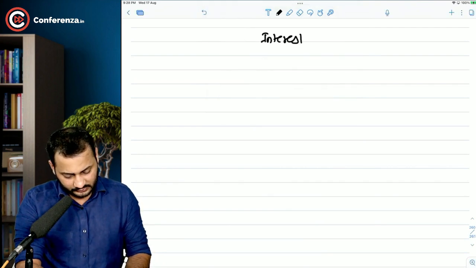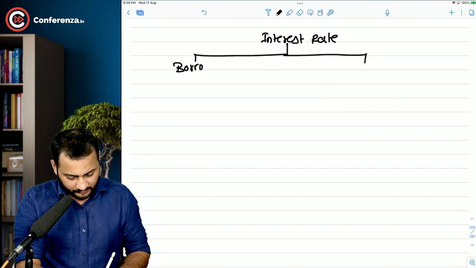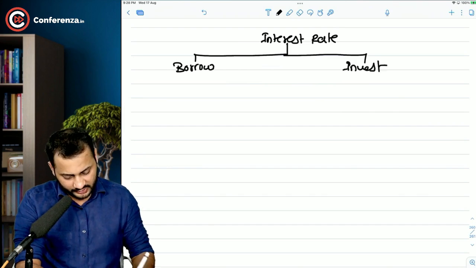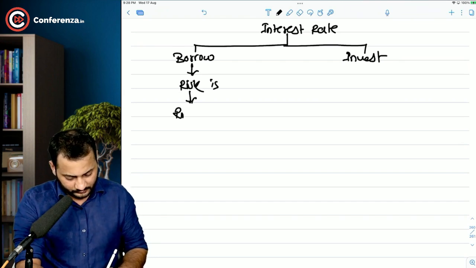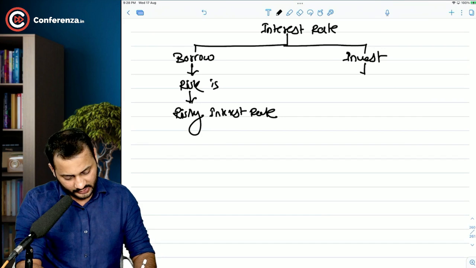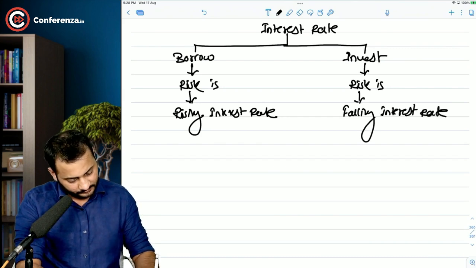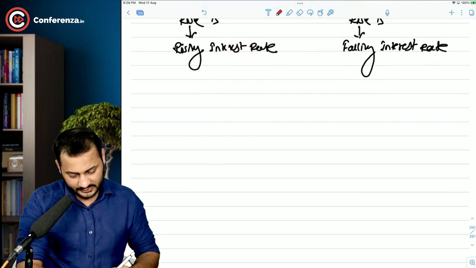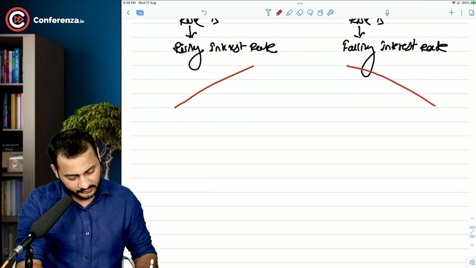Interest rate. There are two situations. It might happen that we want to borrow or invest. If we want to borrow, the risk is rising interest rate. Am I right? If we want to invest, the risk is falling interest rate. And rising interest rate will look like this. Okay, and the falling interest rate will look like this.